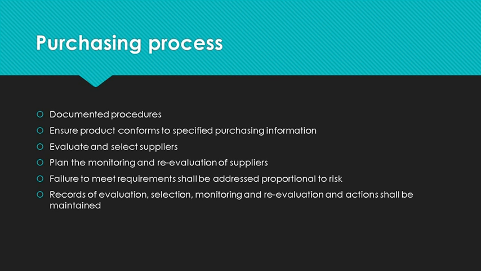So Section 7.4 of ISO 13485-2016 Purchasing has three subsections: the purchasing process, purchasing information, and verification of purchased product. Let's start with the purchasing process. This is where suppliers are identified and managed. As with most other sections of ISO 13485, a documented procedure is required for the supplier management process.